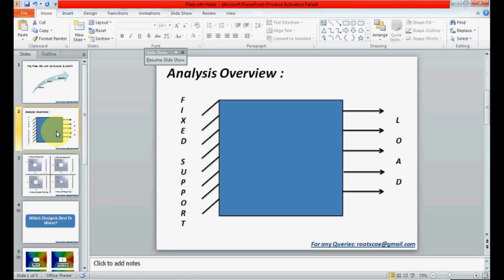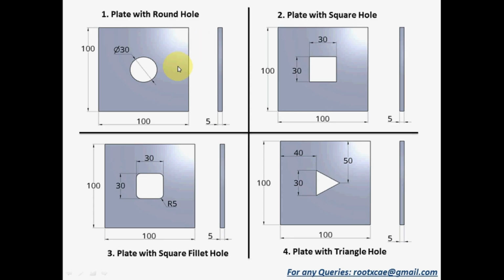I will give you the quick dimensions of the plates. This is our first case, a plate with a round hole, a 100 by 100 mm plate with a hole of 30 diameter at the center. This is a plate with a square hole, same dimensions, 30 by 30 hole. The third is a very simple geometry, not very complex, so you can model it using Solidworks. It has a 30 by 30 hole with a 5 mm fillet. In the fourth case we are going to use a triangular hole.